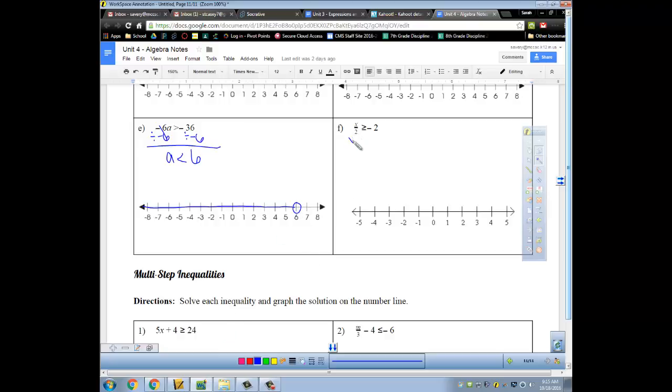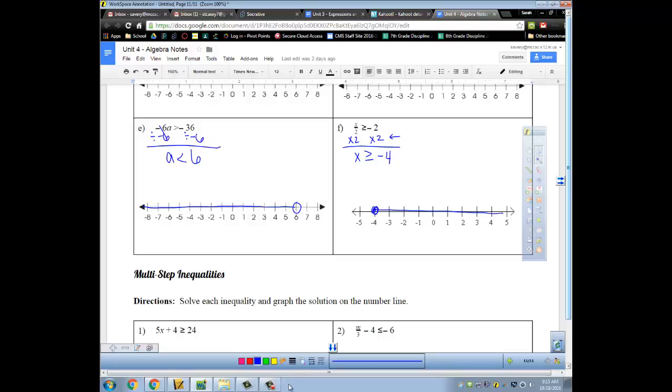Last one, part F, I'm multiplying by a positive 2. Since that was a positive 2, we are not flipping the sign. So just because this is a negative, I don't care. I care if this is a negative. So negative 2 times 2 is negative 4. And that's going to be a closed circle on negative 4 going to the right.